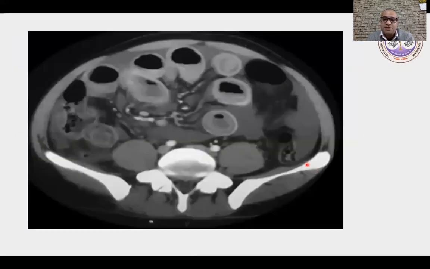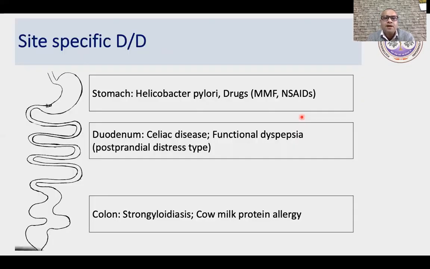Then this is another patient we saw with eosinophilic ascites, long-standing ascites, and then you can see mural stratification of the bowel loops, including the cecum and ascites here. So very, very variable radiological presentations. And then there are site-specific differential diagnoses.